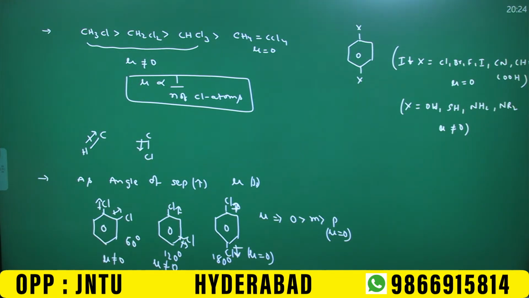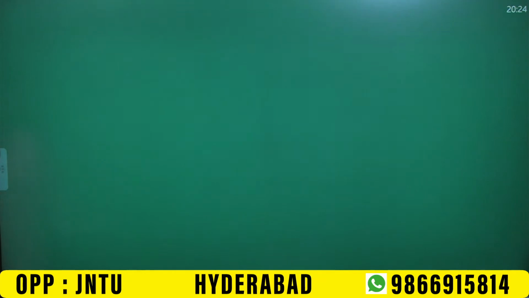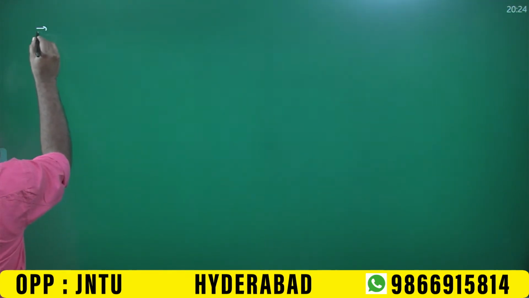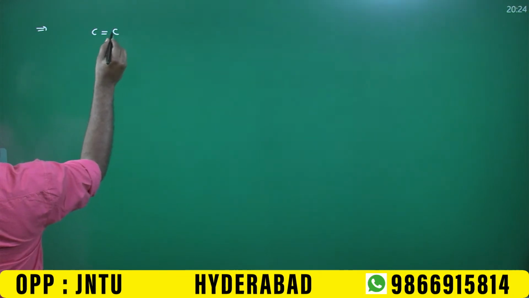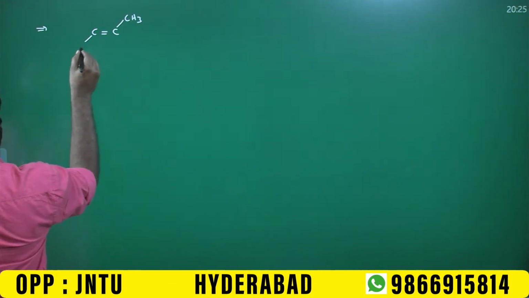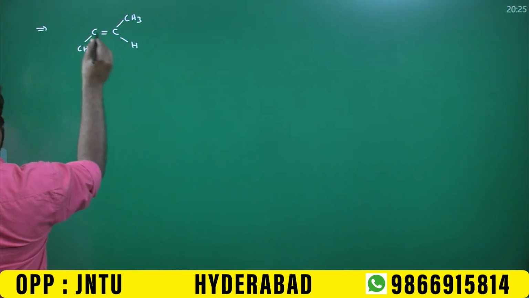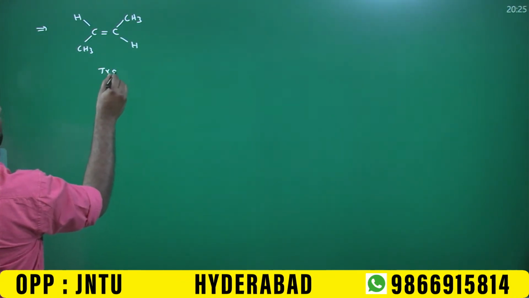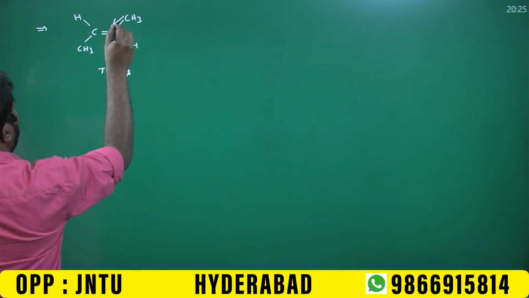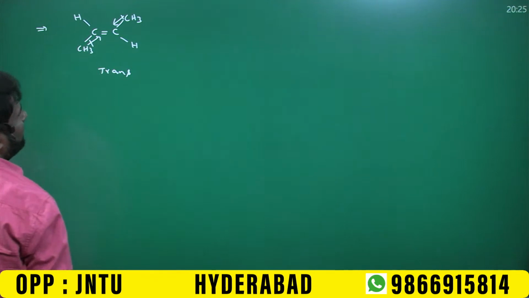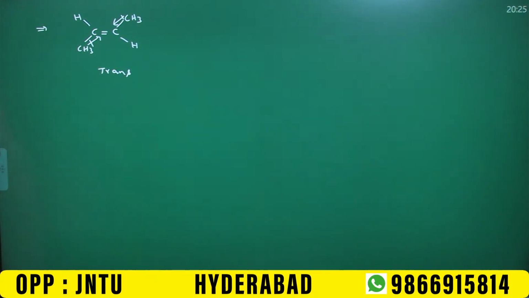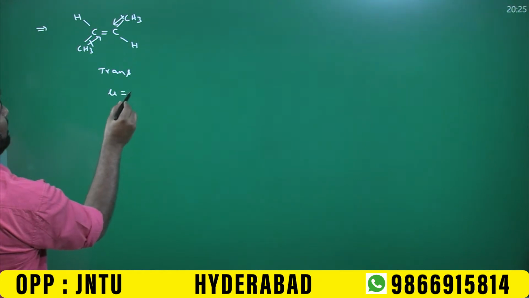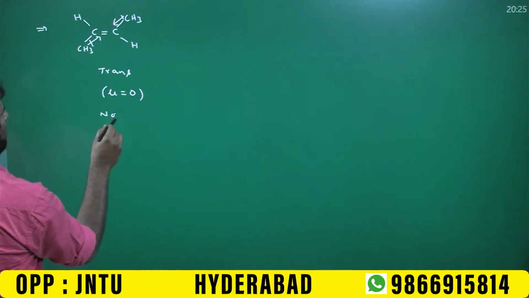Okay na? Right, next one. For cis and trans compounds, comparison with similar groups. C double bond C, CH3, CH3, H, H. What kind of compound is it? Trans. If two identical groups are present in opposite plane, it is called trans. This is the vector quantity in this plane, and this is the vector quantity in this plane. Both are in opposite directions.